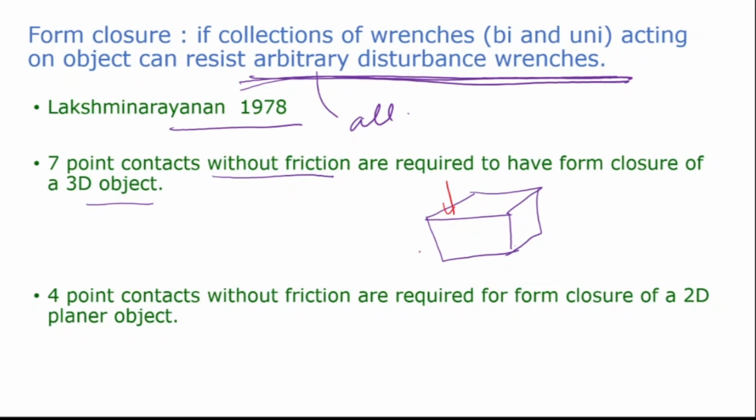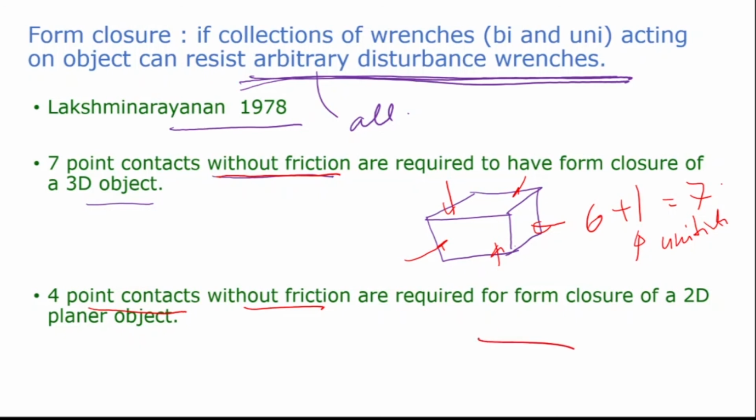Okay, one here, one here, one here, one here, one that side. So there are 6 faces, right? So there are 6. Plus you'll need 1. This 1 because some of the forces are all unidirectional. Okay, so the 6 plus 1 equal to 7. And here's the first one who proved that 7-point contact without friction are required to have form closure of a 3D object. And 4-point contact without friction are required to form closure of a 2D planar object. So if I have a 2D object like this, I need 4, okay, to have form closure.